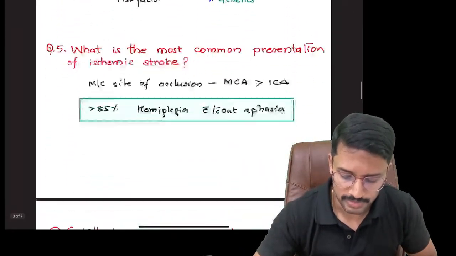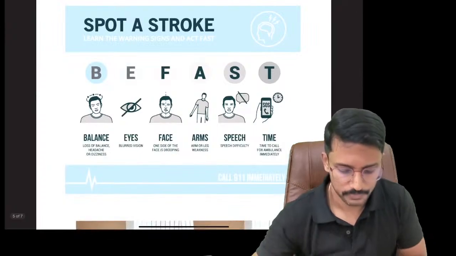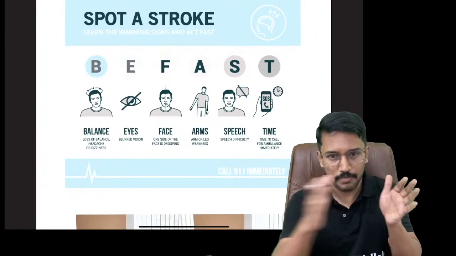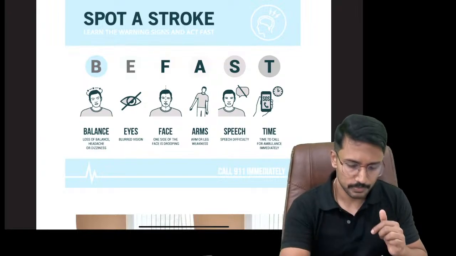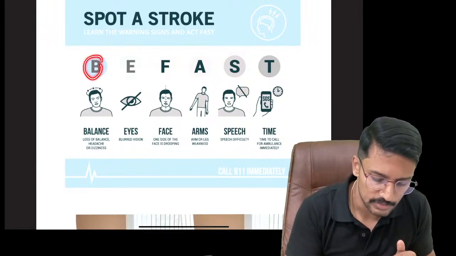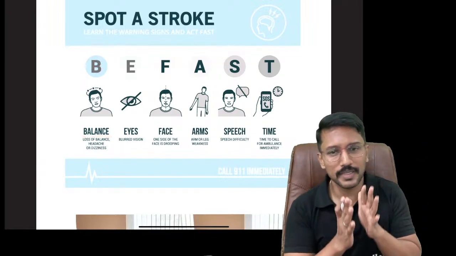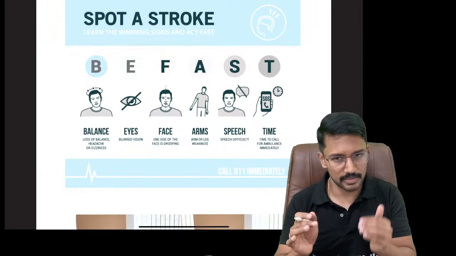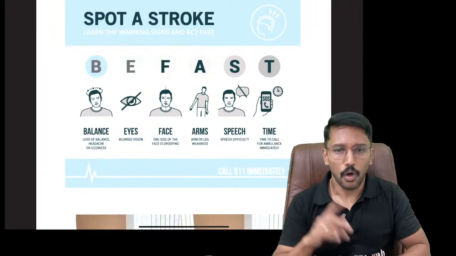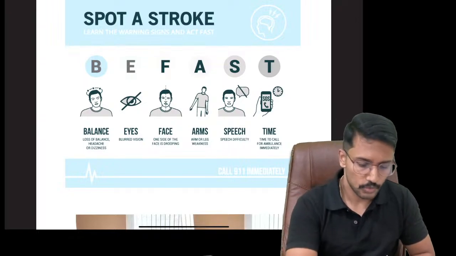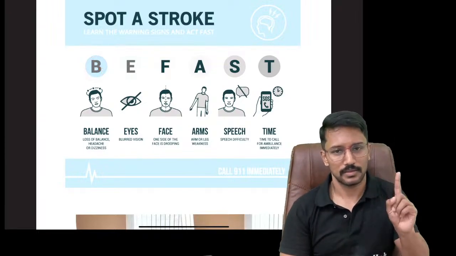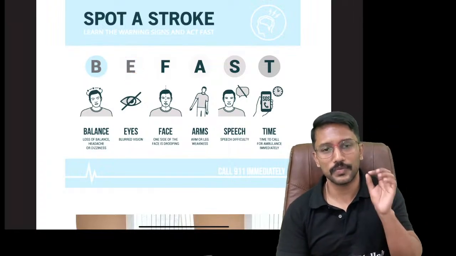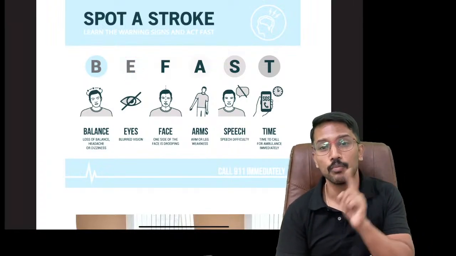So let us understand what that BE FAST stands for. BE FAST is an acronym for the components. So what we are looking for, B here stands for balance. If there are any noticeable issues with balance, if the patient has imbalance in walking or gait, or if he feels dizzy, any degree of imbalance, that stands for B. E here stands for eyes. So any issues with eye vision as well as eye movement.